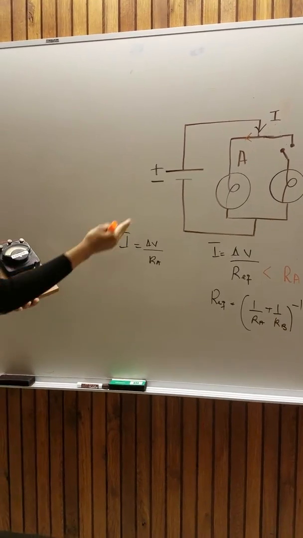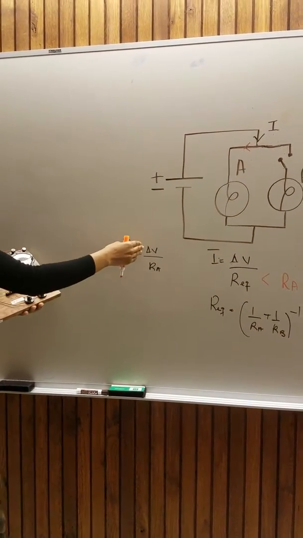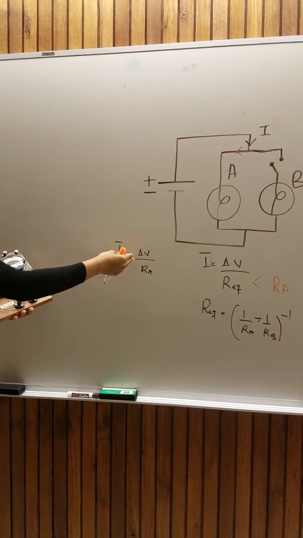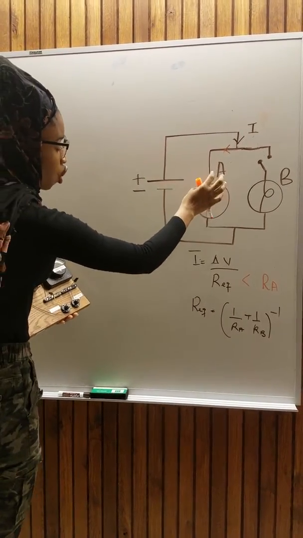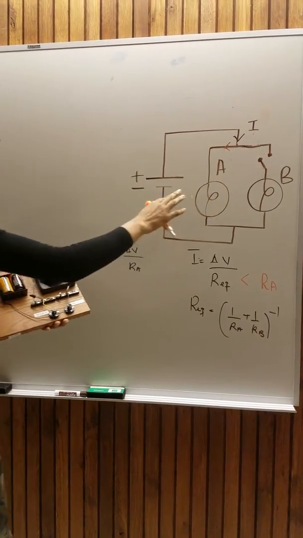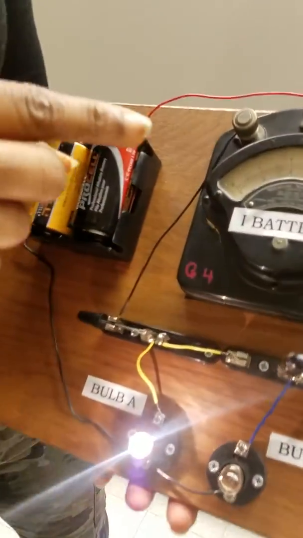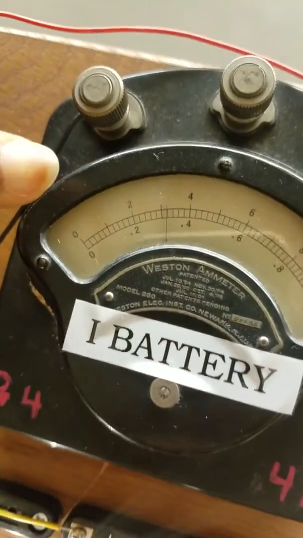So to know the amount of current flowing through bulb A, it is just the potential difference over the resistance only in A, and that gives us the current. So only bulb A will light up. This is shown like this, and you can see that the current here is about 3 amps.